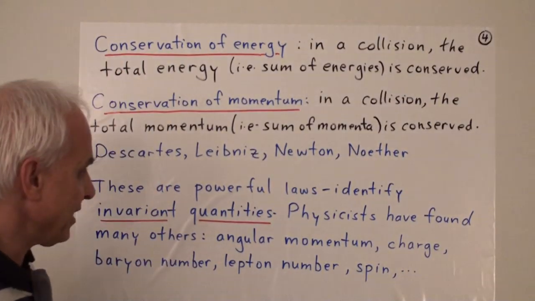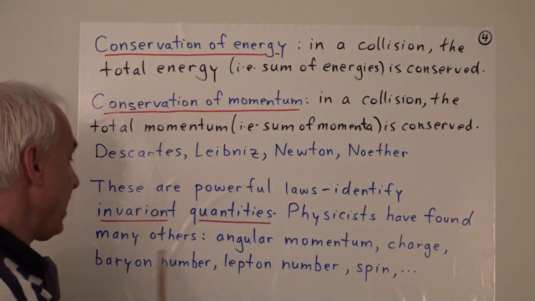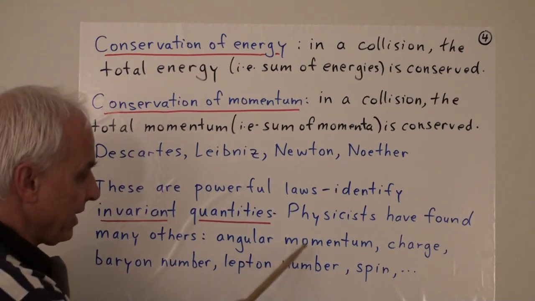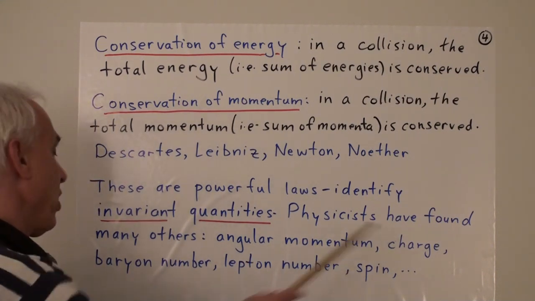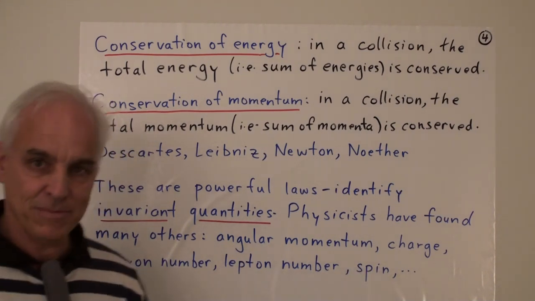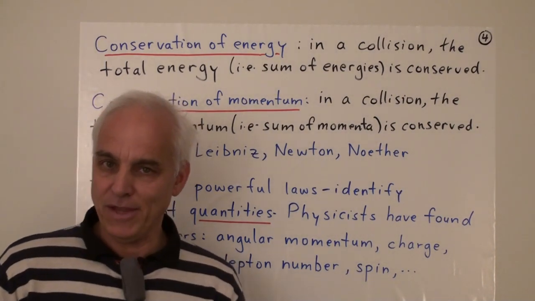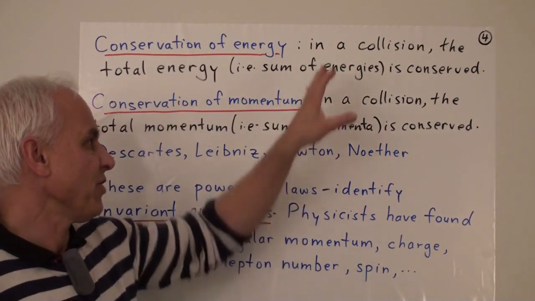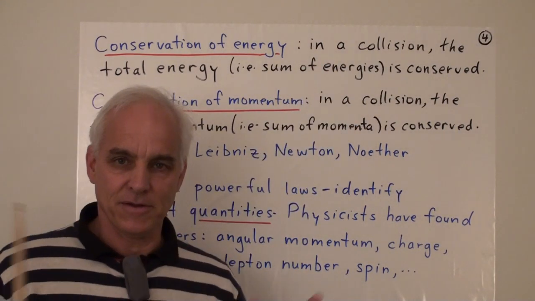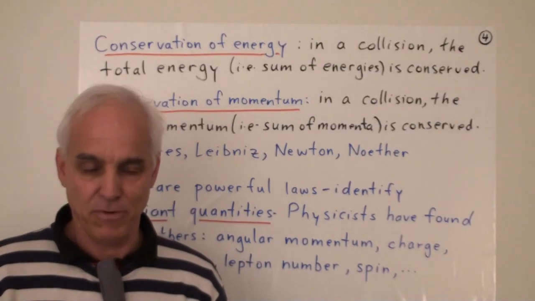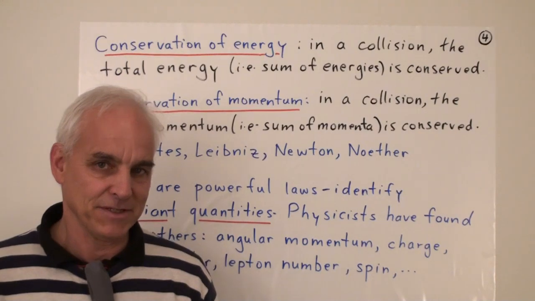All right, so physicists like this kind of thing, and they have found many other kinds of conserved or invariant quantities, prominently angular momentum, charge, baryon number, lepton number, spin, and they have various other more complicated things associated with quantum mechanics and particle mechanics. Okay. So these are key laws that hold in a wide variety of situations and are very useful, bread and butter for your working physicist.